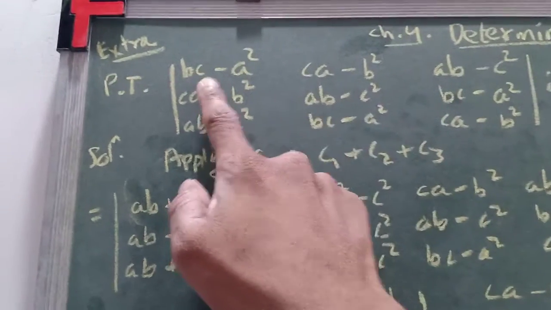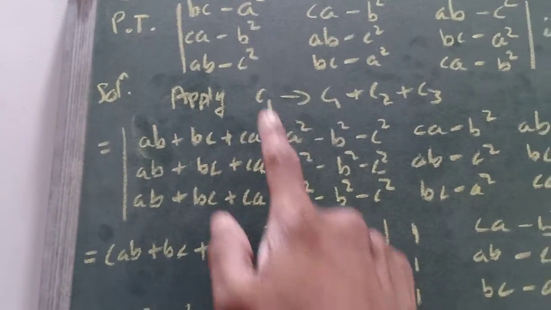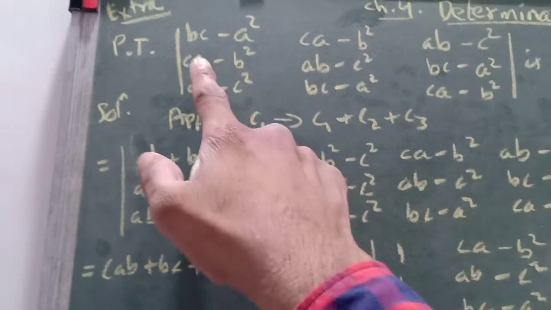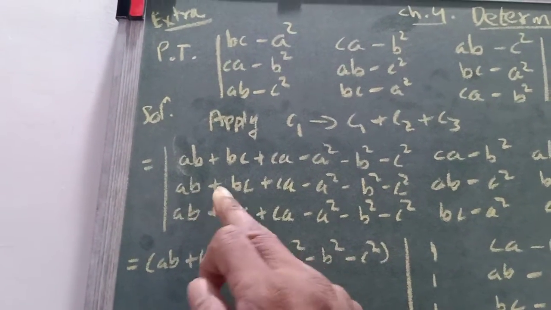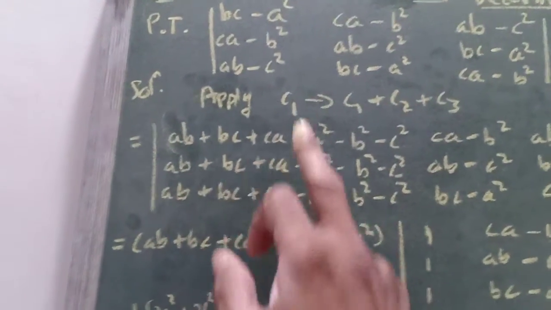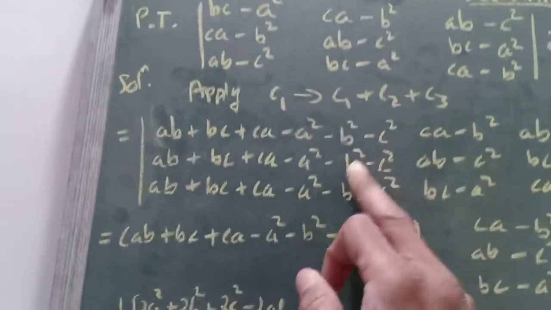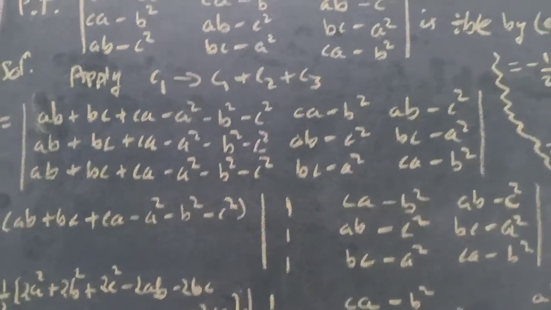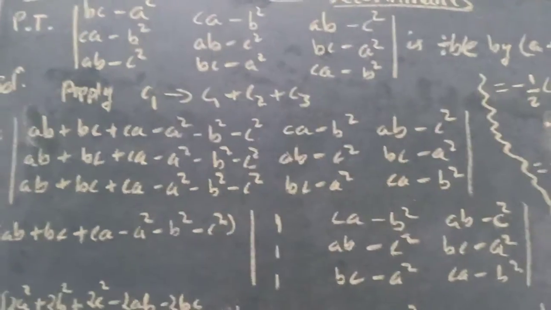So we will get AB plus BC plus CA minus A square minus B square minus C square. Same way, the second element of the first column also will be the same, AB plus BC plus CA minus A square minus B square minus C square. The third element of the first column also will remain the same. The remaining two columns stay as they are.